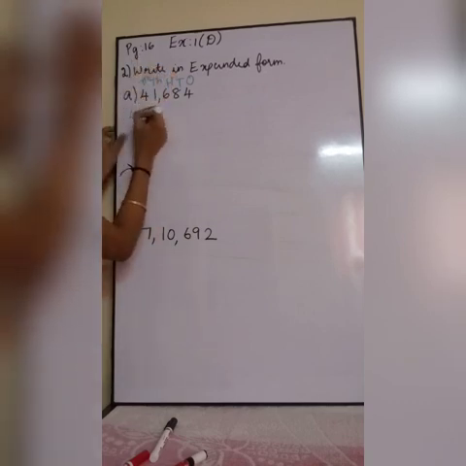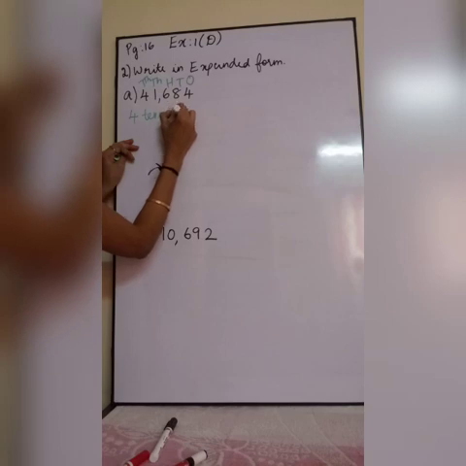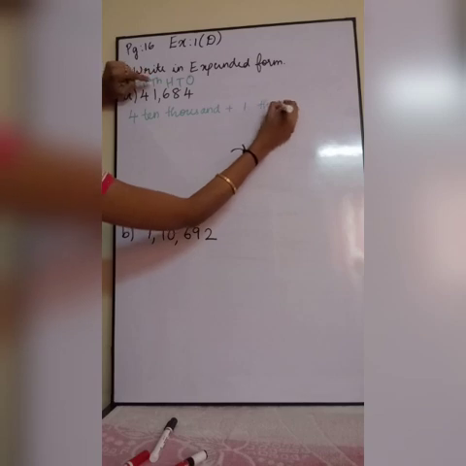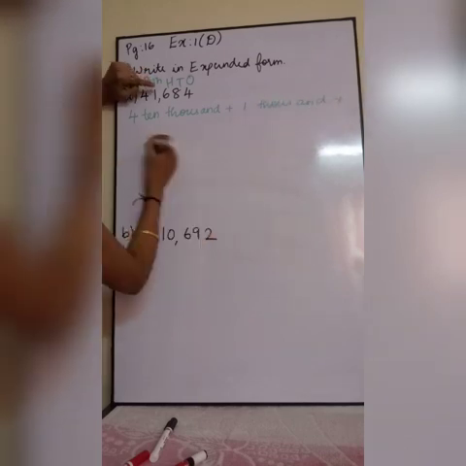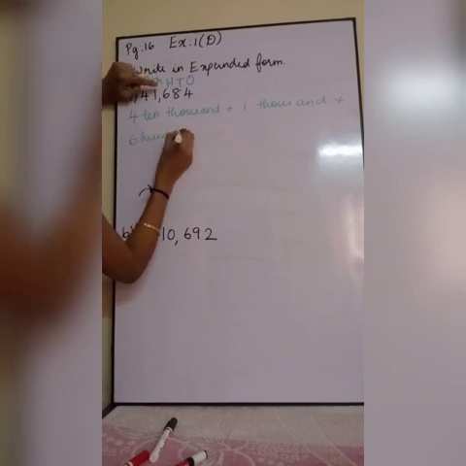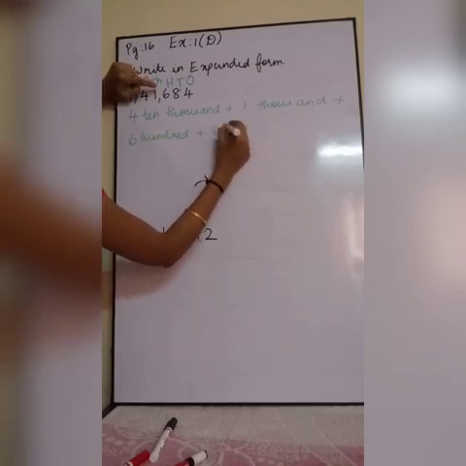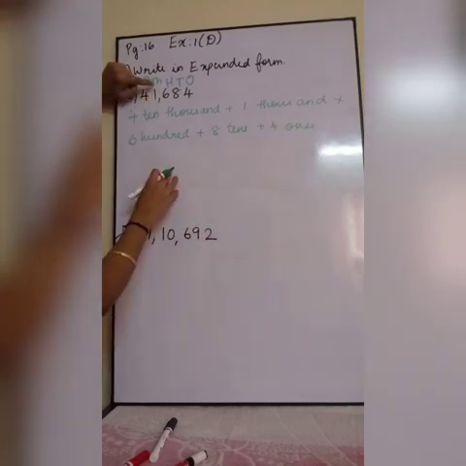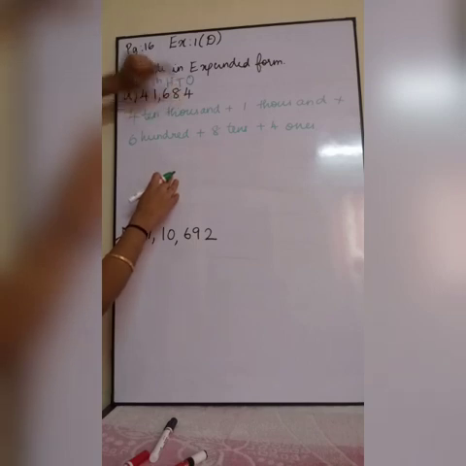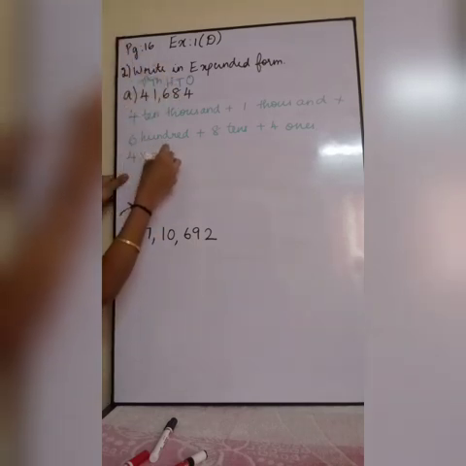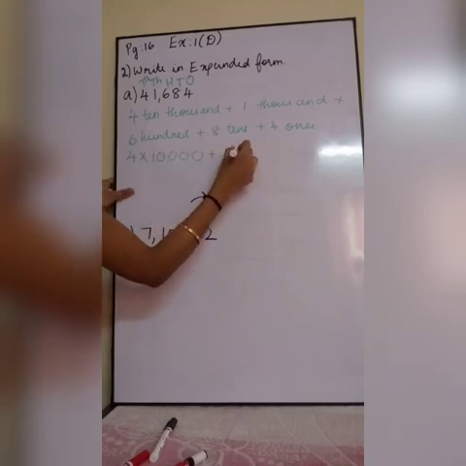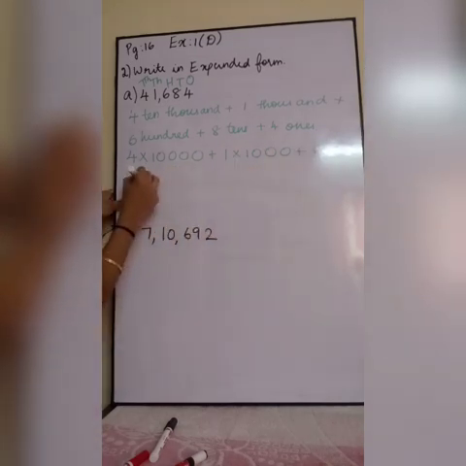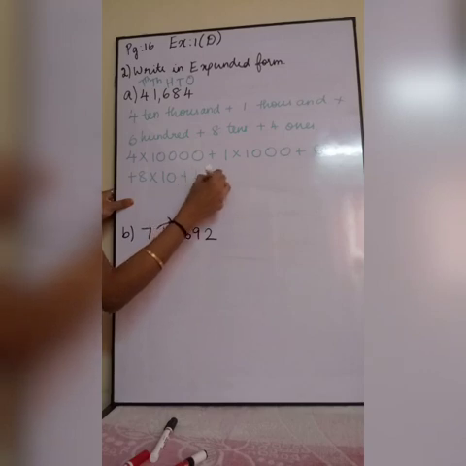So 4 ten-thousands plus 1 thousand plus 6 hundreds plus 8 tens plus 4 ones. Okay, 4 ten-thousands plus 1,000 plus 600 plus 8 tens plus 4 ones. Or you can write as 4 into 10,000 plus 1 into 1,000 plus 6 into 100 plus 8 into 10 plus 4 into 1.